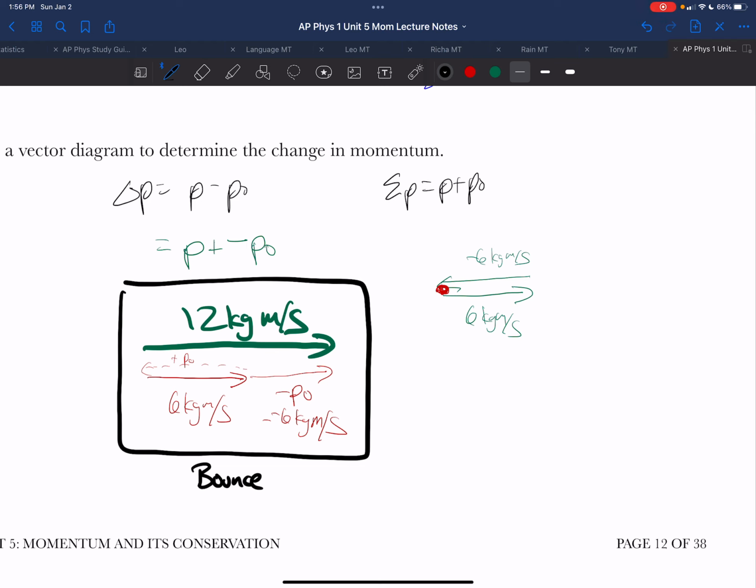Well, let's see. We had an initial momentum of, it's P, the final momentum, which is 0. Oh, that's P, plus a negative P0. Well, P0 is this. A negative P0 is this. So that means the resultant change of momentum is this, which is 6 kilogram meters per second.